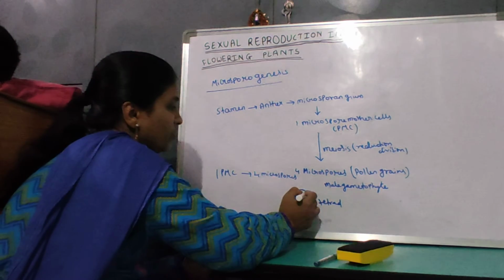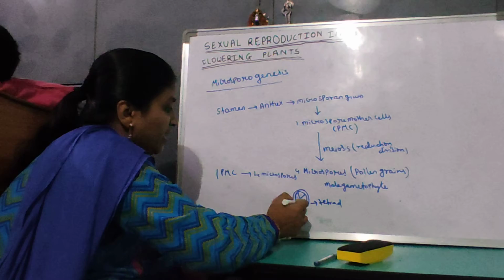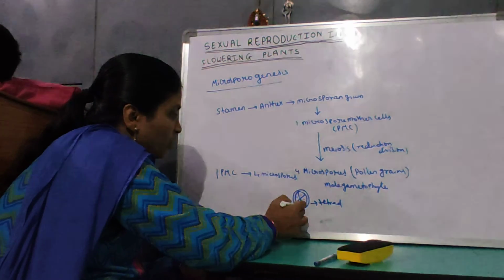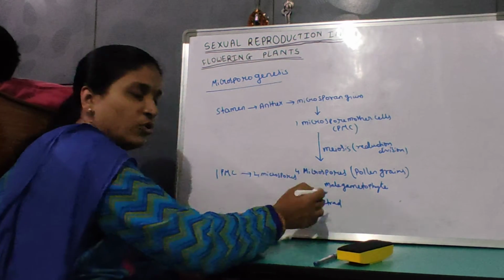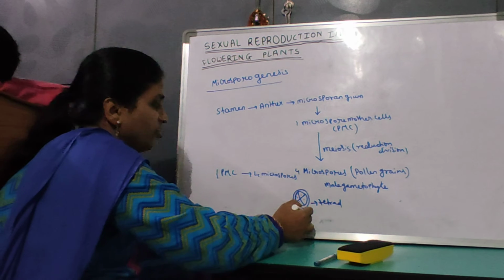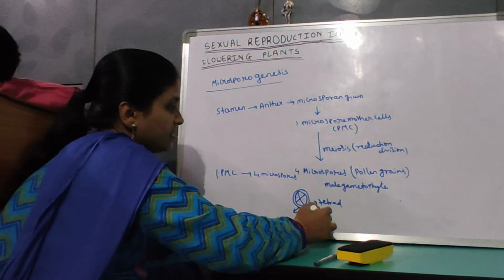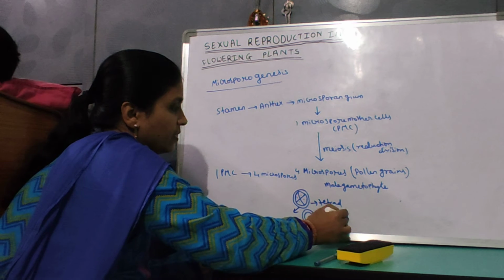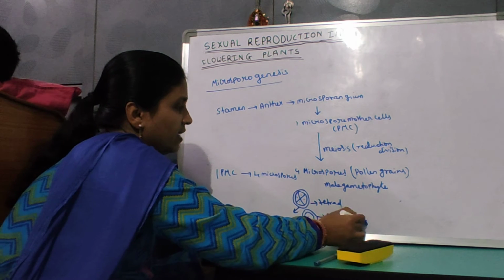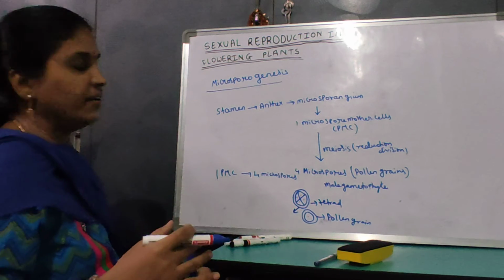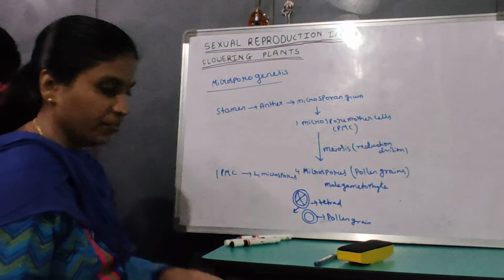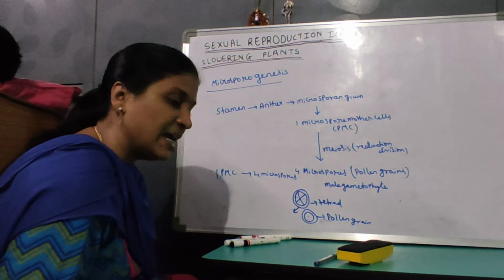Then from this tetrad, they will be released. They will be forming into a pollen grain, like this. This is the pollen grain. They will get dissociated and they lose water, they get dehydrated and they form into a pollen grain. So the pollen grain is the male gametophyte.